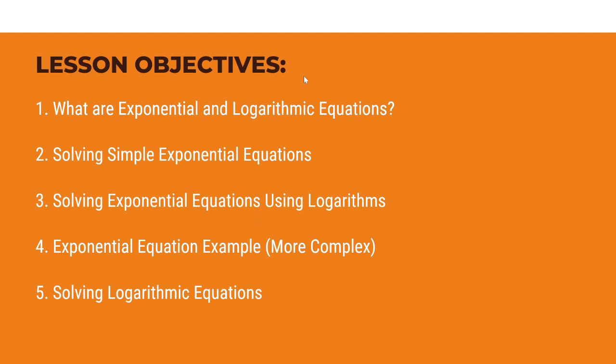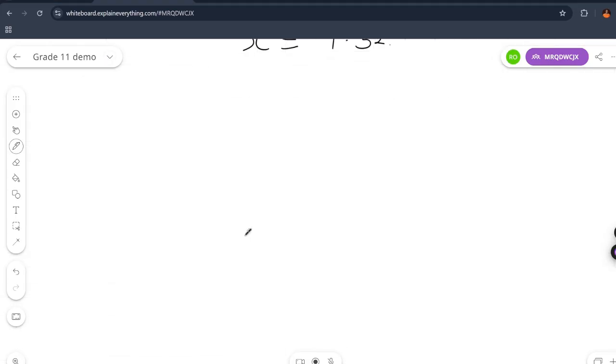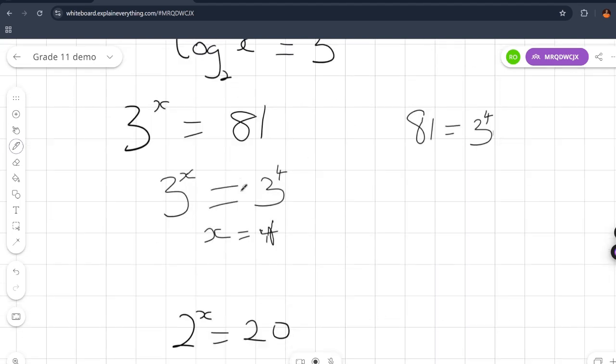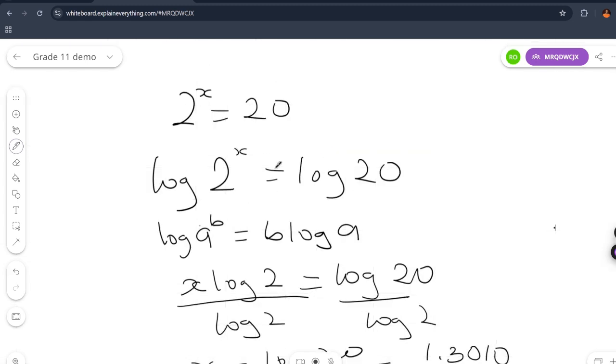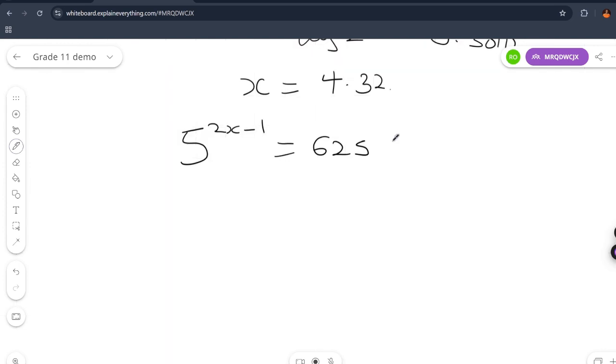Still on exponential equations, let's look at a more complex example. Let's solve this exponential equation: 5 raised power 2x minus 1 equals 625. You know that the first exponential equation we solved is straightforward. The second one, we used logarithm to solve. And now we want to solve this exponential equation.